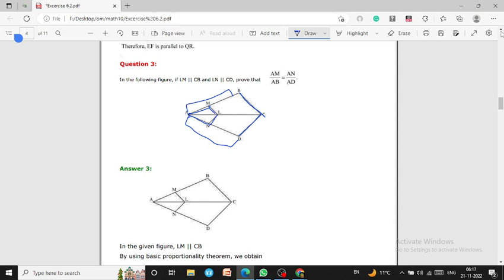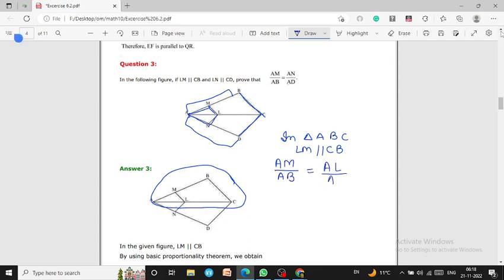In the first figure, in the upper side, we take triangle ABC. According to the question, we have given LM parallel CB, and according to BPT theorem, we take here AM over AB is equal to AL over AC. This is your first equation.